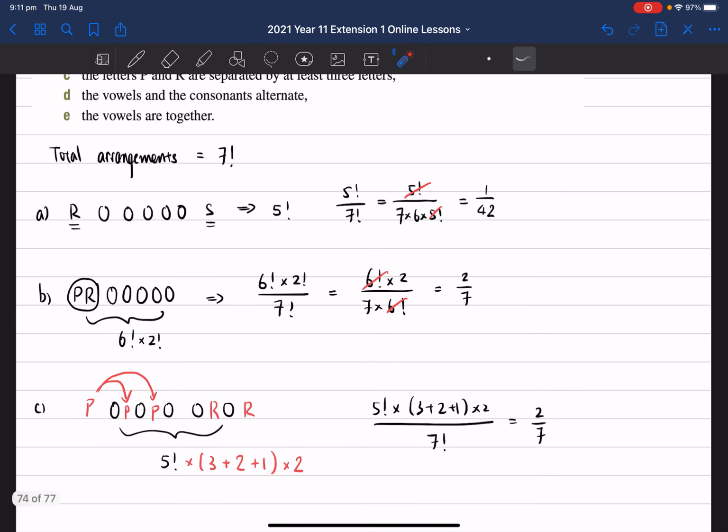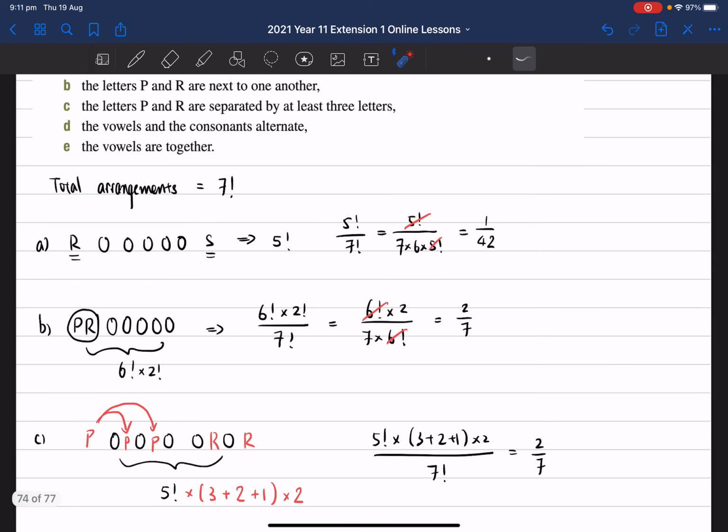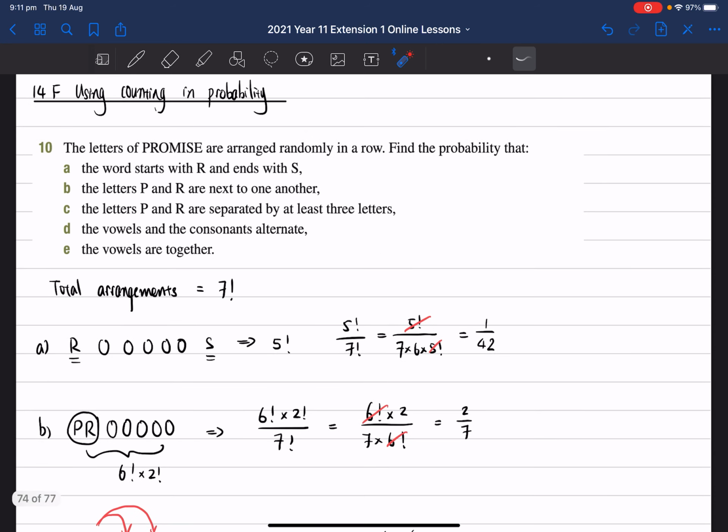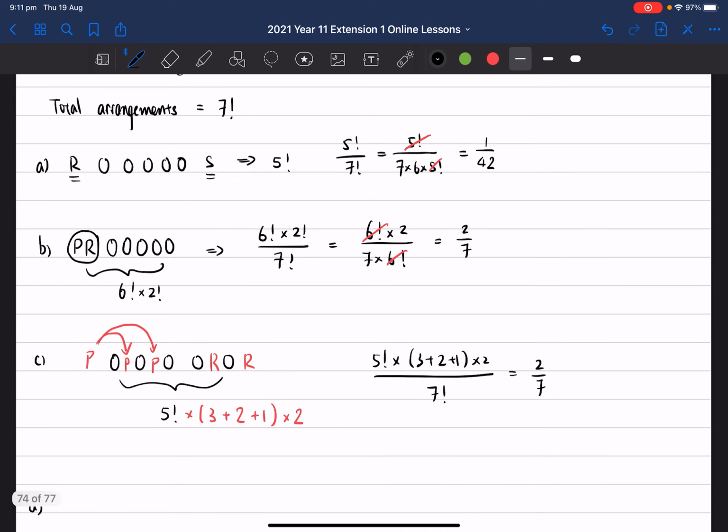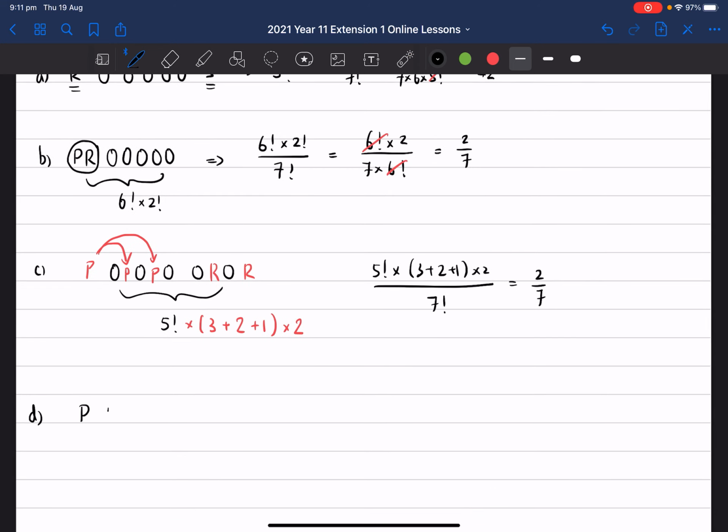Question D, the vowels and the consonants are in alternate places. Okay, so they're in alternate places. Alright, so let's just have a look at the vowels and consonants in the word promise: P R O M I S E.